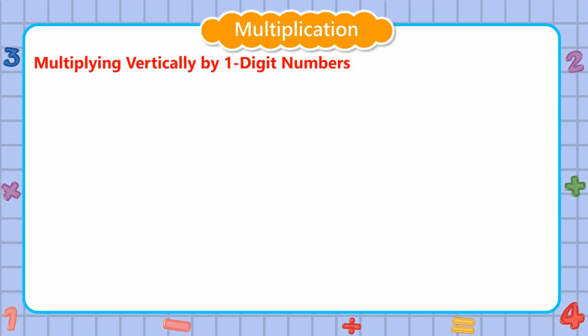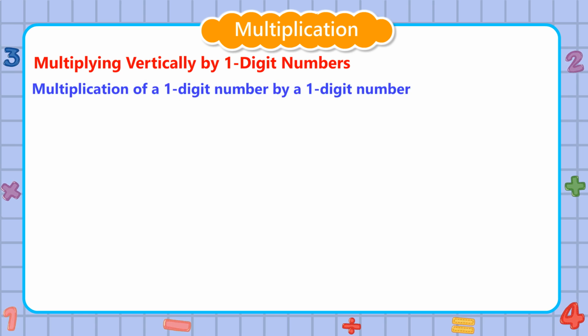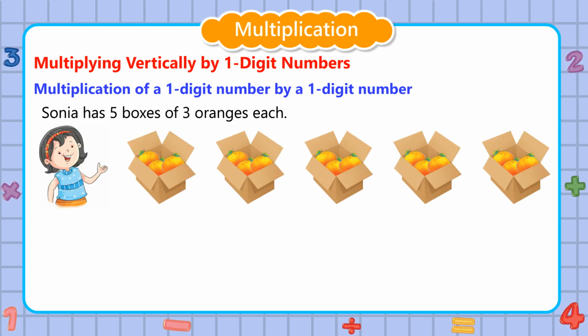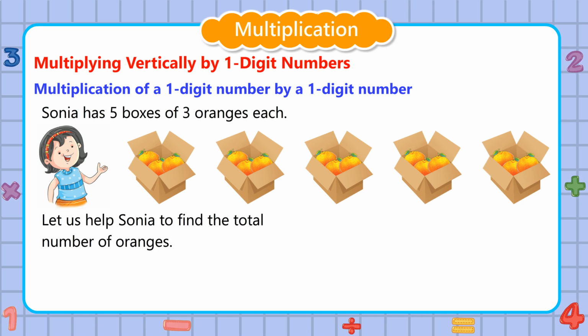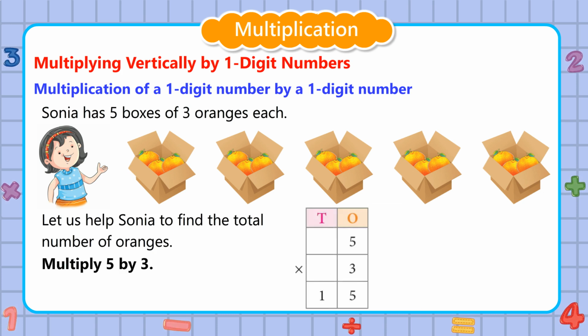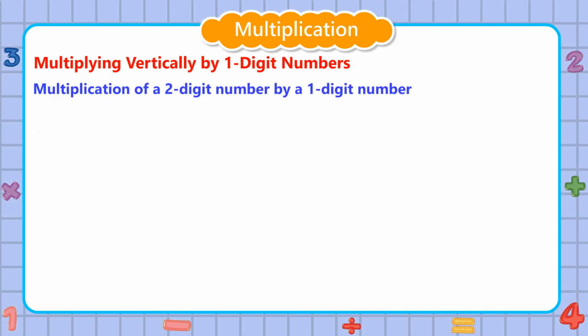Multiplying vertically by 1-digit numbers. Multiplication of a 1-digit number by a 1-digit number. Sonia has 5 boxes of 3 oranges each. Let us help Sonia to find the total number of oranges. Multiply 5 by 3. So, there are total 15 oranges.